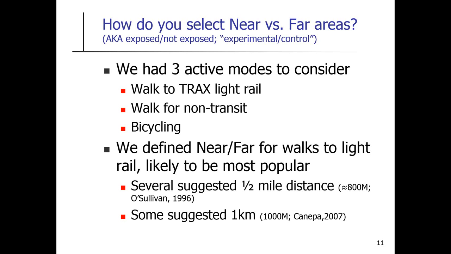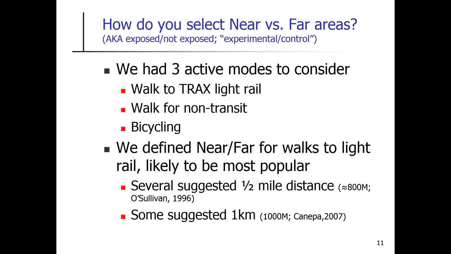People could walk to the tracks, light rail. People could walk along that nice new sidewalk. People could bicycle along the new bike path. So we had to define one group of nears and fars, and we chose to focus on the light rail access, which we thought might be the most popular, the most ambitious intervention.